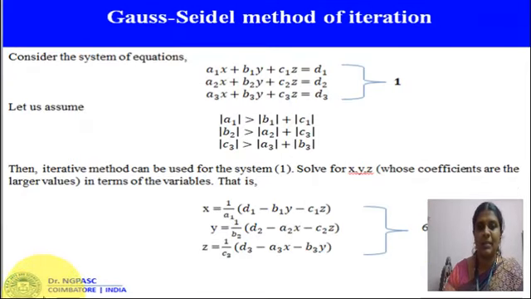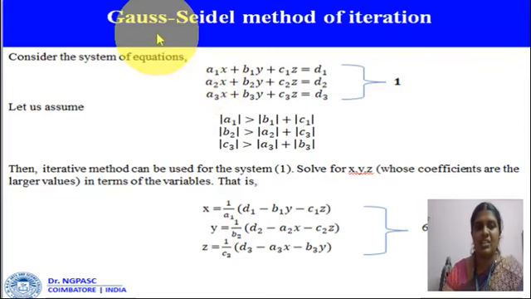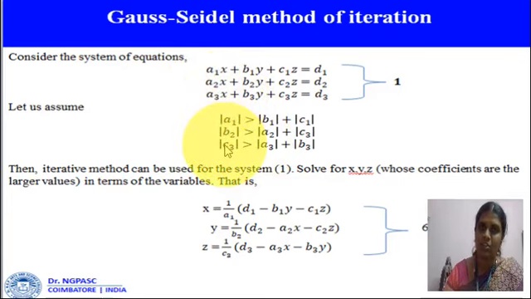So the next method is the Gauss-Seidel method of iteration. The same method. It is slightly similar to the Gauss-Jacobi method, but there is only one change here. You'll see what it is. So the Gauss-Seidel method, we have to start like the Gauss-Jacobi method. That is, we have to check whether the diagonal elements are dominant or not.